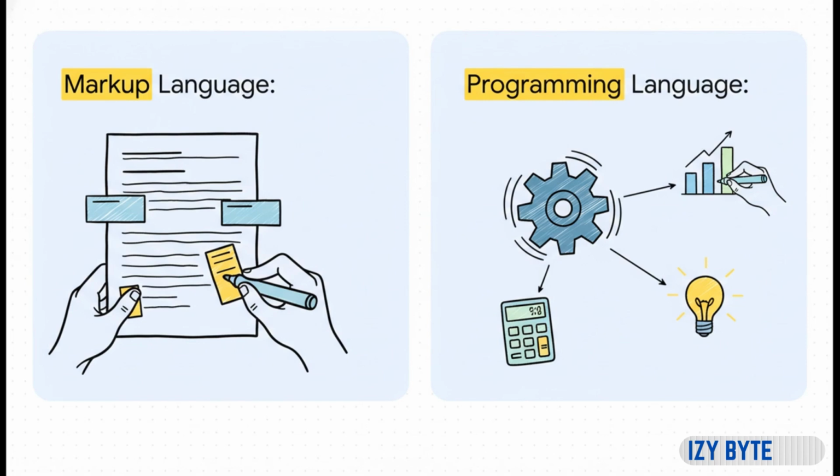And this brings us to a really crucial distinction that a lot of people mix up. HTML is a markup language. It is not a programming language. A programming language gives the computer instructions on what to do, calculate this number or run this animation. HTML doesn't do any of that. It simply describes the information that's already sitting there.